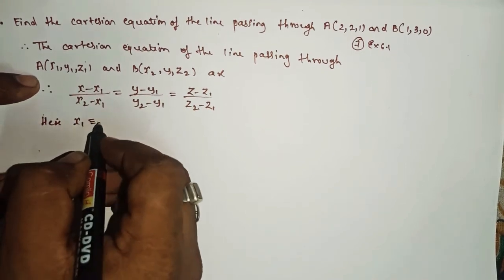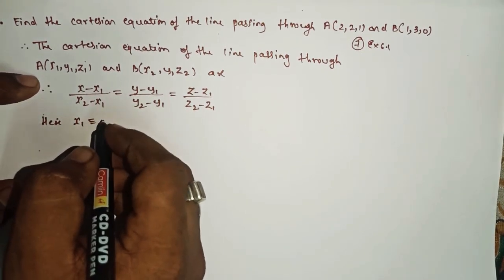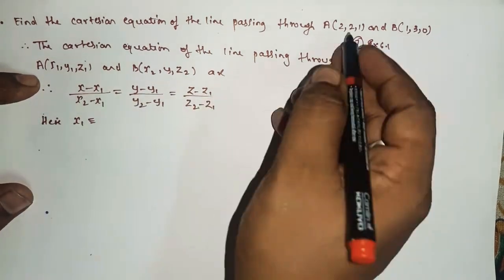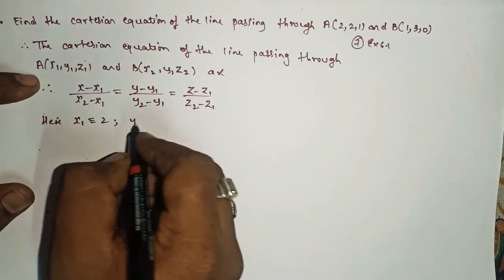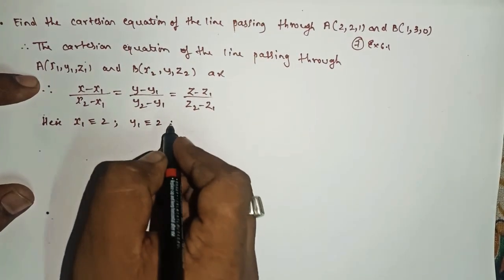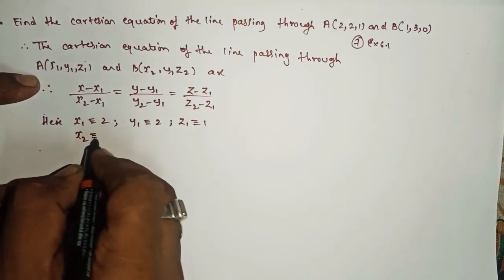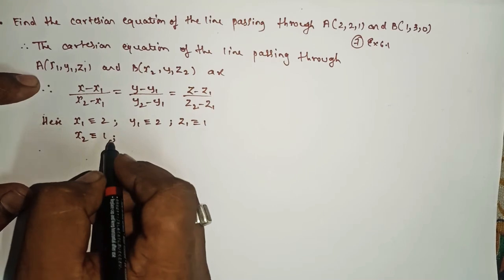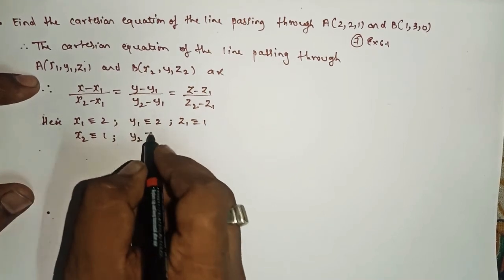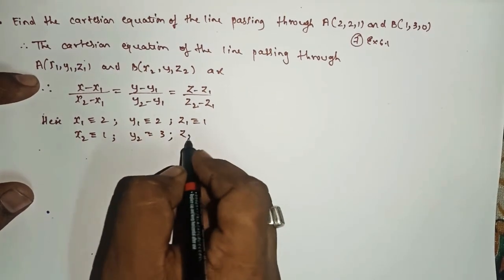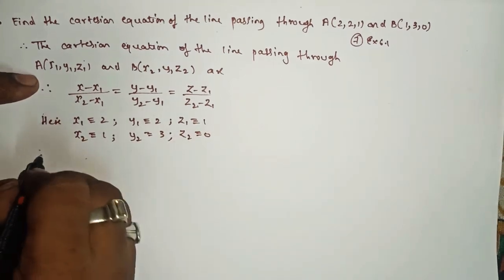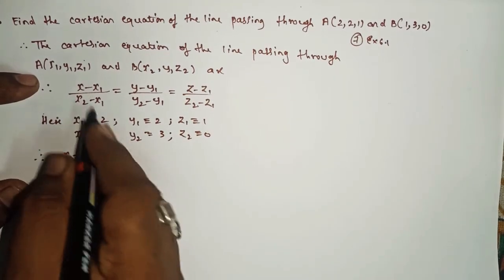x1 is what? 2. y1 is what? 2. And z1 is what? 1. x2 is 1, y2 is 3 and z2 is what? 0. Okay, substitute the value.